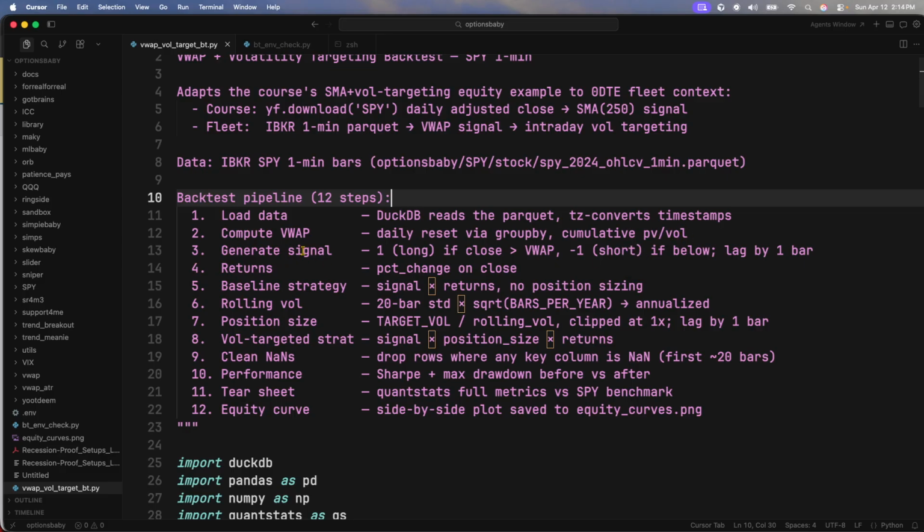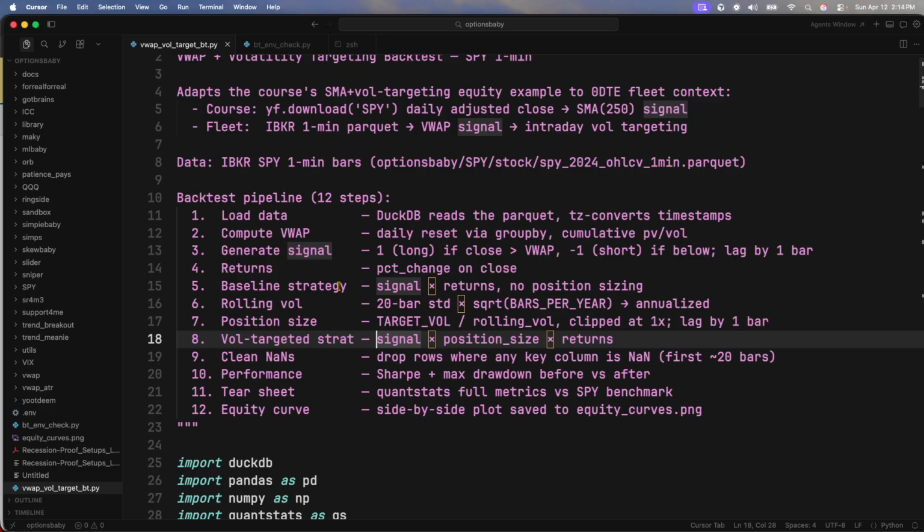And then we're going to generate the signal. We're going to go long if it closes above the VWAP. Then we're going to go short if it closes below the VWAP. And then we're going to lag it by 1 bar to make sure that there's no look-ahead bias, right? Because if there's look-ahead bias, then that taints your results. If that taints your results, then you have a strategy that really doesn't work, right? You're just spinning your wheels, right? So the return is going to be the percentage change on the close.